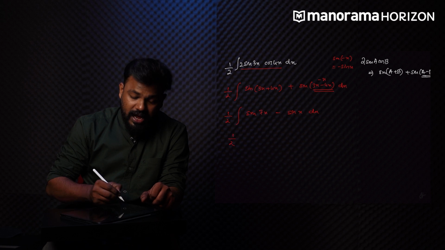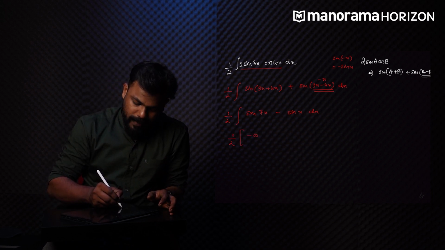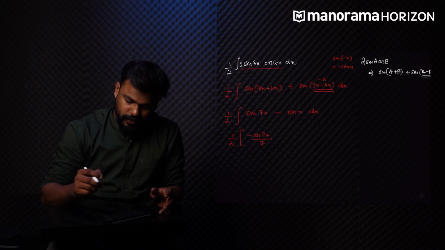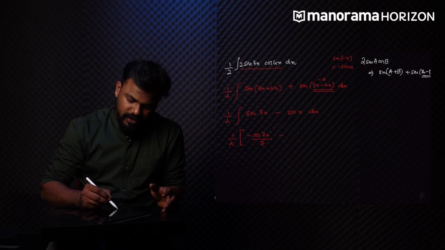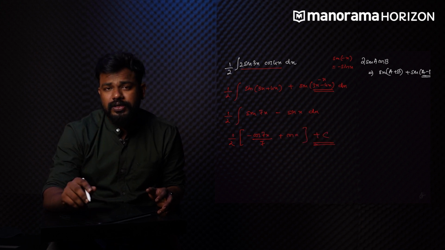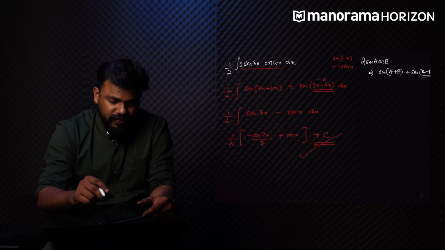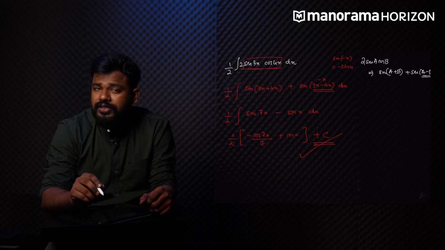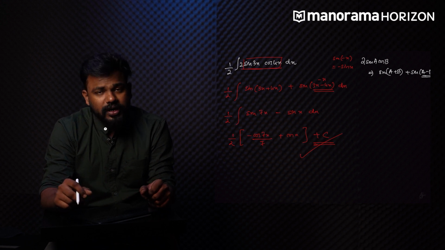So finally you get half of, what is the integral of sin 7x? It will be minus cos 7x by 7. Chain rule, but you have to divide. So minus cos 7x by 7 minus sin x. What is the derivative of minus sin x? It will be plus cos x. So plus cos x plus c. Don't forget to put the c because constant of integration is very important, and this gives us the final answer for the integral sin 3x cos 4x dx. So that is how we use again trigonometric identities to solve this particular integral.